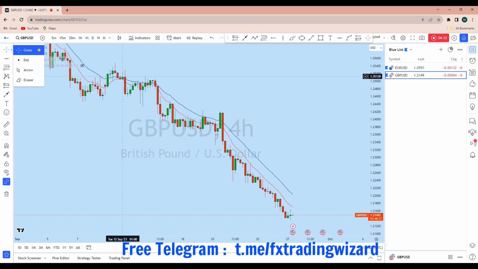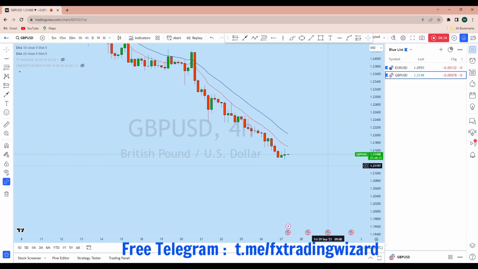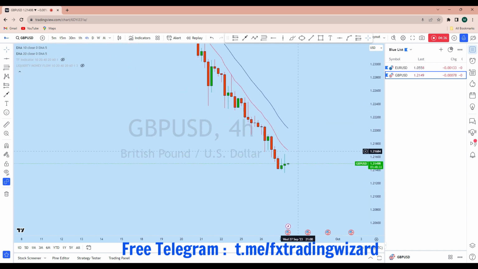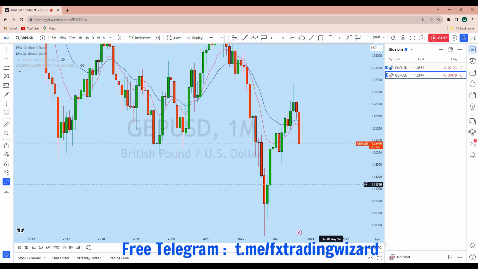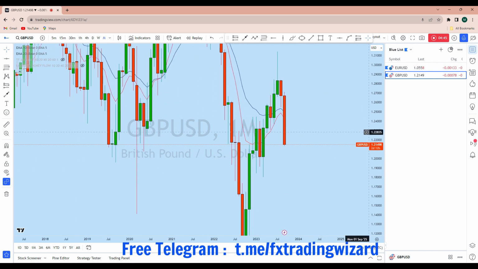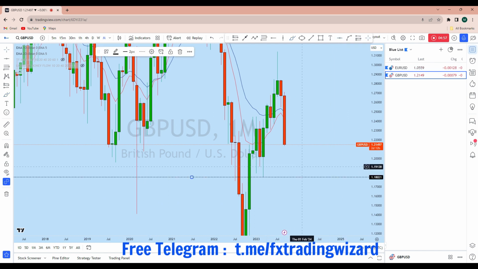Now as you can see, like EUR/USD, GBP/USD is also in a very sharp downtrending market structure. Looking at the higher time frame, on the monthly on GBP/USD, we can see that this current monthly candle is a very sharp drop from this level, which is a very strong bearish momentum.